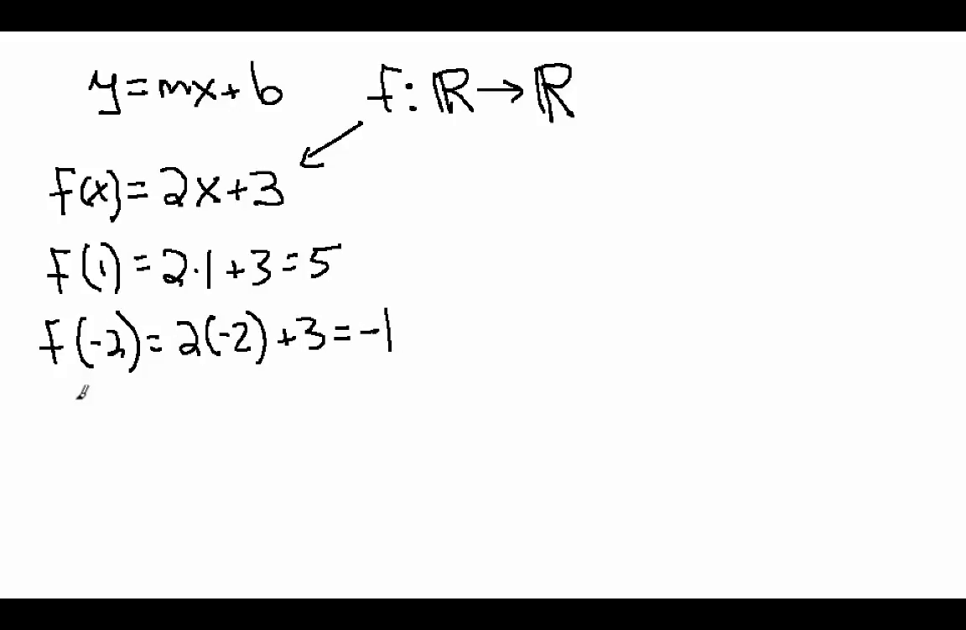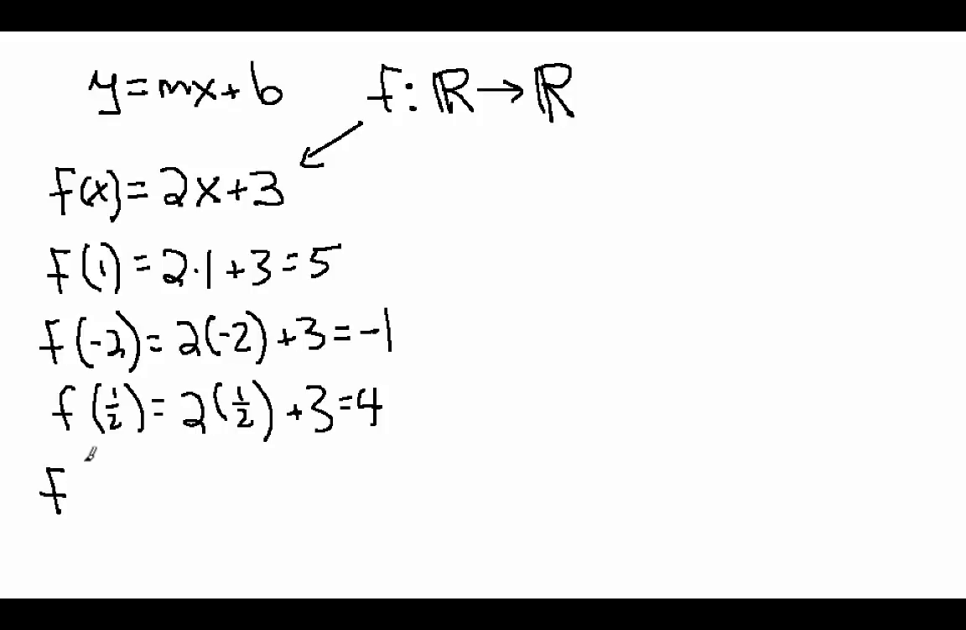I could come over here. Nobody says I have to stick with integers. I could go f of 1/2. That's going to be 2 times 1/2 plus 3. That's equal to 4. I could go f of the square root of 2. And that's equal to 2 times the square root of 2 plus 3.